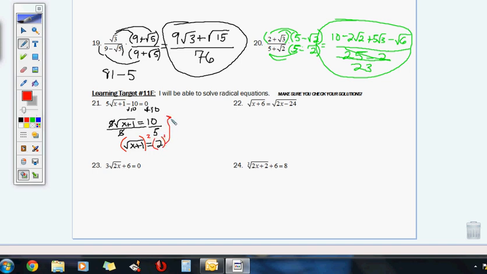Running out of room, so I'm going to go up here with it. That really becomes just x plus 1 on the left, and on the right side, 2 squared is 4. So what we get here for an answer is x equals 3.